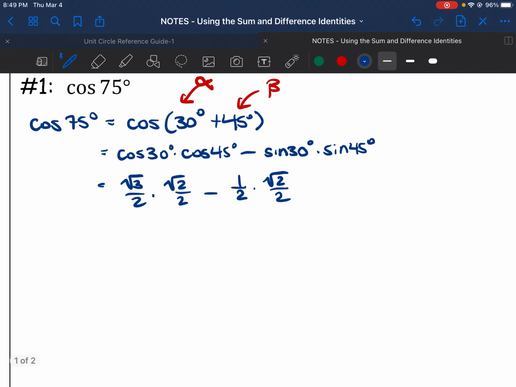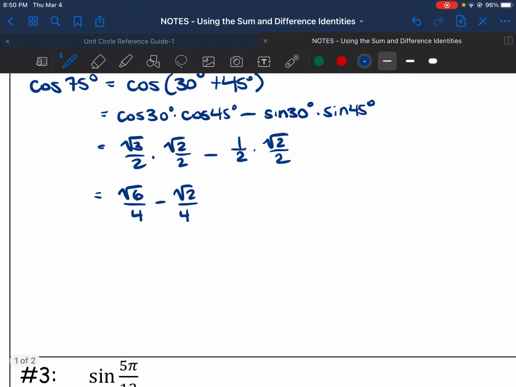Okay, and now let's go ahead and calculate. Square root of 3 times square root of 2, when we multiply two square roots, we multiply the numbers under the square root together. So this is going to give us square root of 6. Denominators, when we're multiplying, we multiply the denominators together, so that's going to give us 4. Minus 1 times the square root of 2, that's just going to be square root of 2. And then the denominators, 2 times 2 is going to give us 4. Notice that these both have a common denominator of 4, so we can combine the numerators, and we get square root of 6 minus square root of 2 divided by 4.